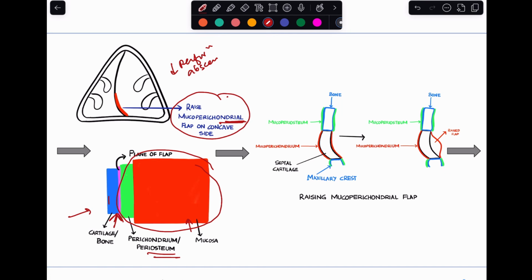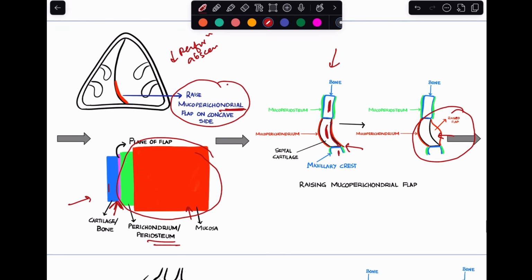So if we look at the images over here, this is the septal bone, and this is the septal cartilage, and this is the maxillary crest over here. So when we raise the flap, this is the concave side. After raising the flap, this is what it will look like. We have raised the mucoperichondrial flap over here.